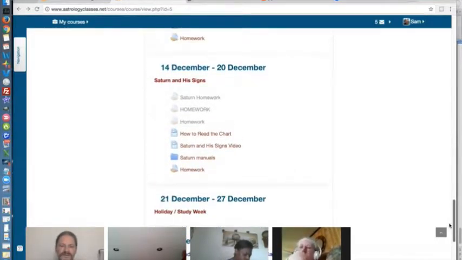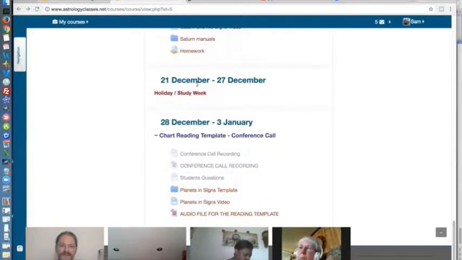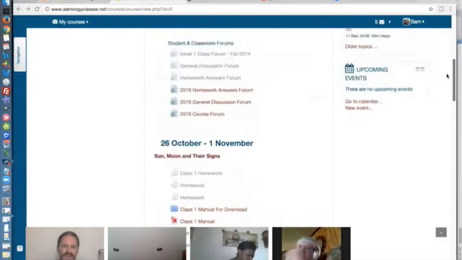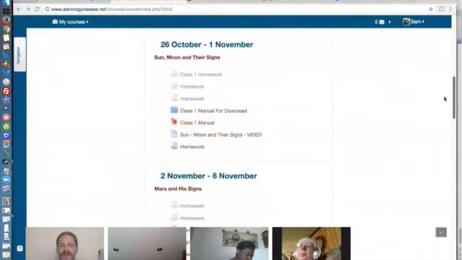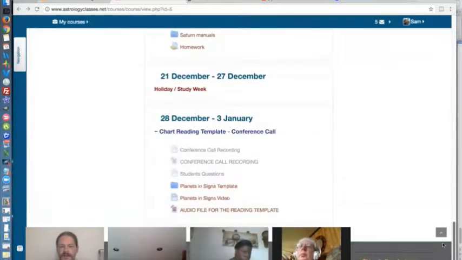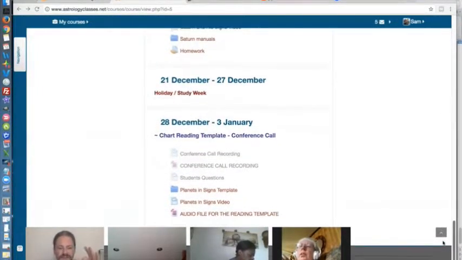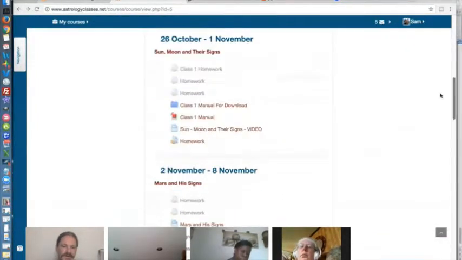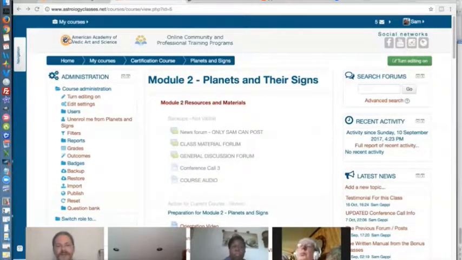Saturn and his signs, same format. And then we had a study week, which was also a conference call. Actually, we had a study week here, and then the next week we had the chart reading template, and also a conference call. So as you see, this is the simple flow. Out of these 6 weeks, this is actually 2 months. It starts October 26th to November 1st, and by early January, this is like 2 months. There are six classes and 2 conference calls. That's module 2, and again, it's 5 modules.